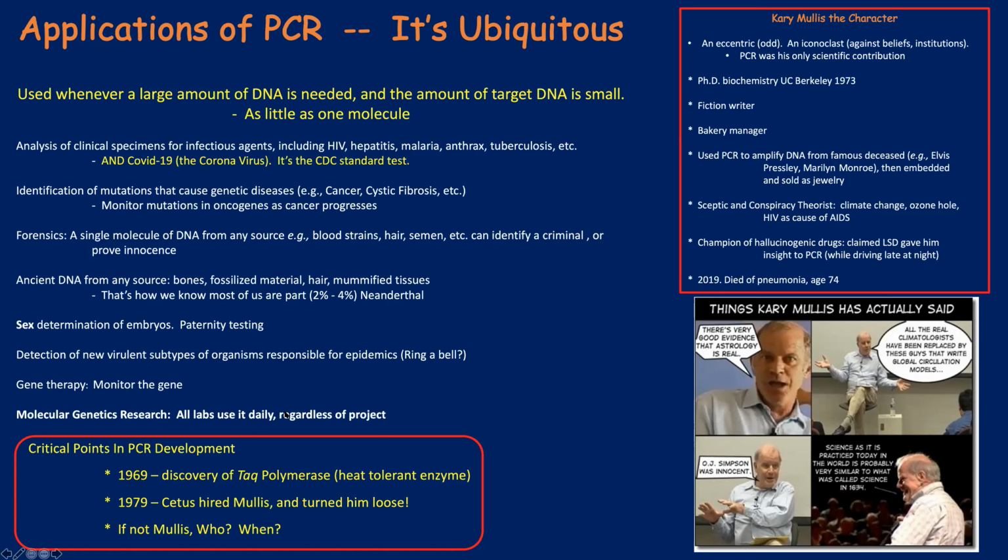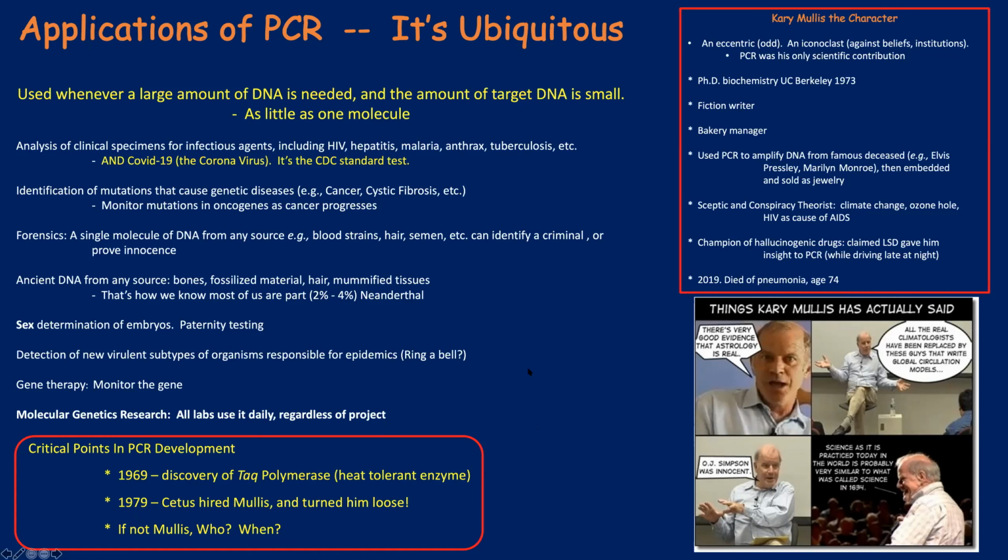Virtually all molecular genetics research uses PCR in one way or another. So the key points in the development of PCR were, first of all, the discovery of Taq polymerase, and secondly, the hiring of Kary Mullis by Cetus, who, instead of doing what Cetus wanted him to, went off on his own and ended up developing PCR. If he hadn't done this, the question is, would it ever have been done? And would we have never gotten the opportunity to use this technology?